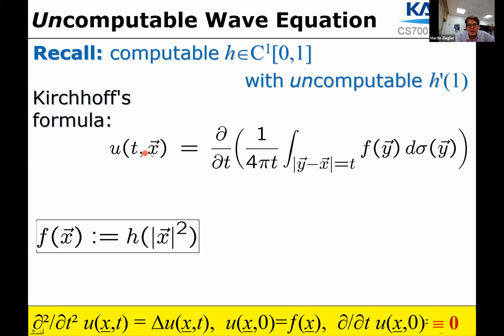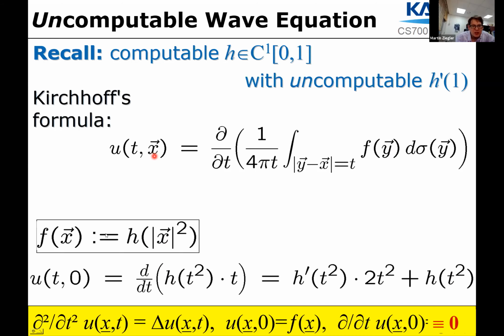And now we're even going to restrict further. We're going to consider the case where x is equal to 0. So this is what you see here. What is u of t comma 0, where 0 now means the 0 vector in x. So in this case, here we take the average of the initial condition f on the sphere around 0, right? X is 0, the origin, of radius t.